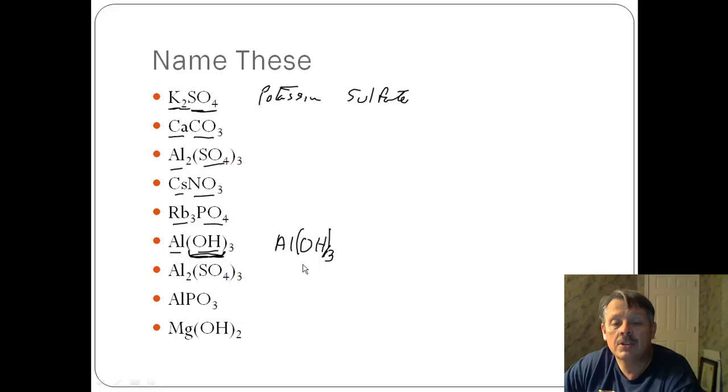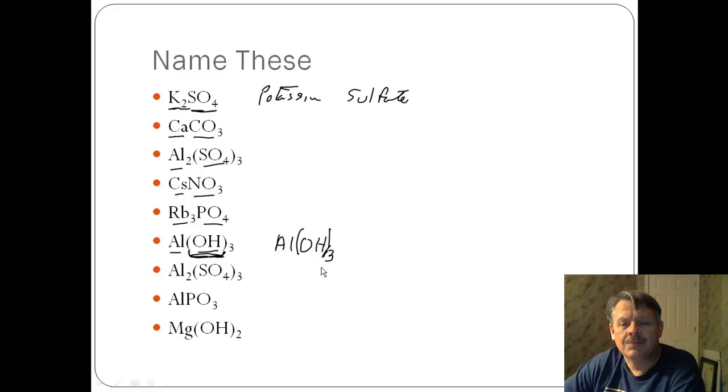The hydroxide ion is the entire OH. Make sure you do that. Great test question. Hint, hint, hint. All right. Aluminum sulfate, aluminum phosphate, and magnesium hydroxide. Again, notice the parentheses around the OH. Right? So you should be able to name all of those.